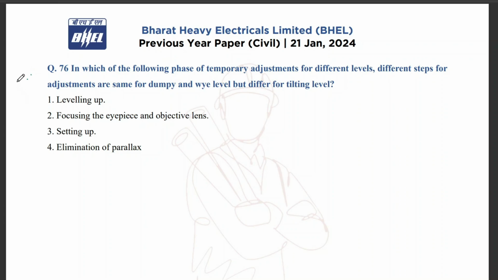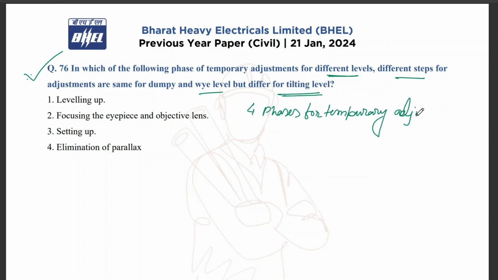So starting from question number 76, in which the following phase of temporary adjustment for different levels, different steps for adjustment are the same for dumpy and wye level but differ for tilting level. First of all, there are 4 phases for temporary adjustment of level. First one is setting up the instrument. Second one is leveling up. Third one is focusing the eyepiece and objective lens. And fourth one is elimination of parallax.